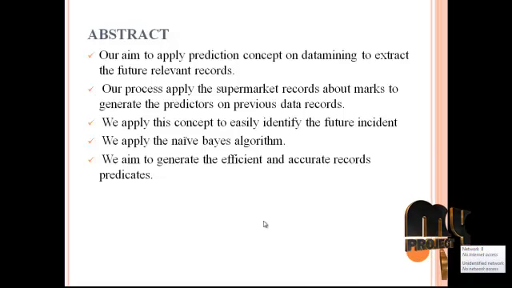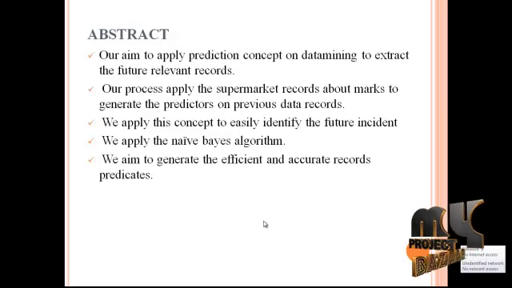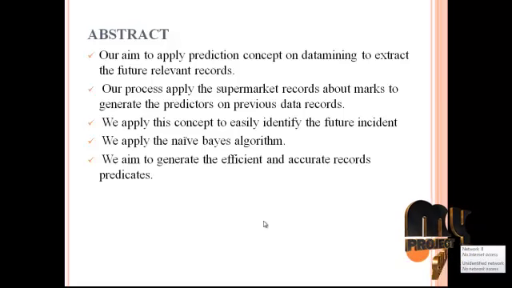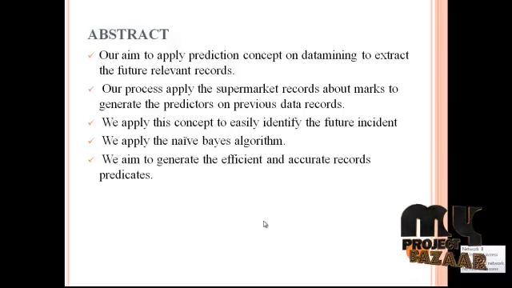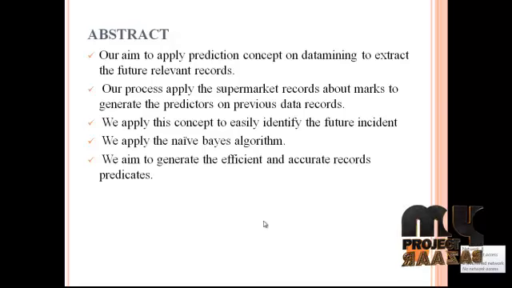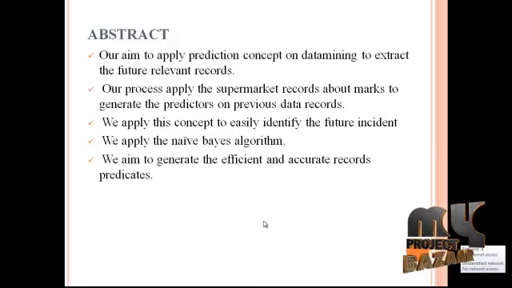Now we have predicates on previous data records. We apply this concept to easily identify future incidents, like how the customer will purchase next month, how much product they will purchase in the next transaction, and how much money they will spend in the next transaction. We apply the naive-Bayes algorithm for predicting this. We aim to generate efficient and accurate record predicates.